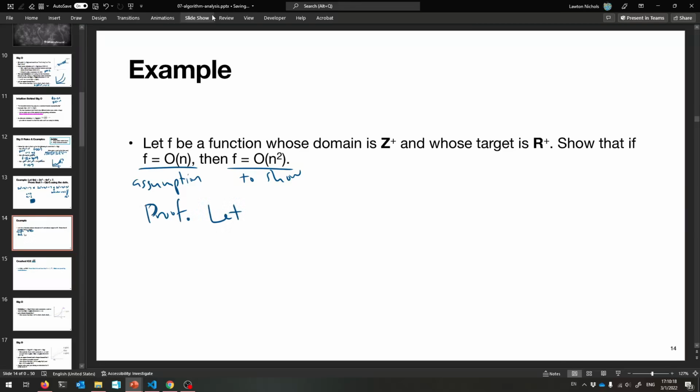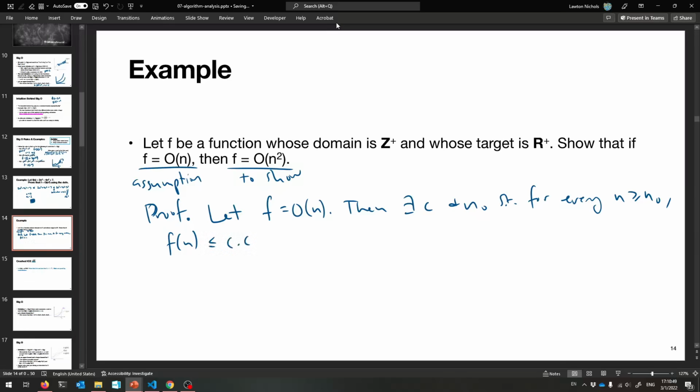So let's get all the stuff that we know about. Let's assume all the things that we need to assume. So let f be big O of n. Then, if we unpack the definition of big O, we know that there exists a c and an n naught, such that for every n greater than or equal to n naught, we have that f of n is bounded above by c times g of n, which is just the function n, right? g of n is the function returning n. So that's what we know.